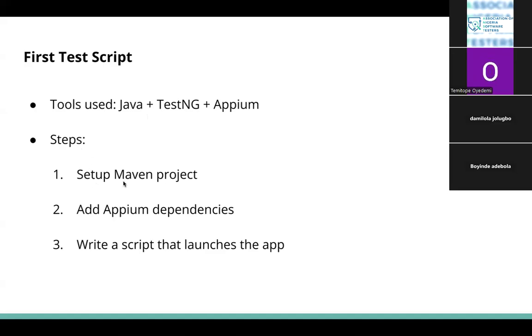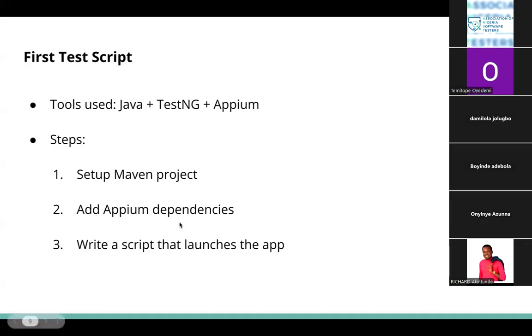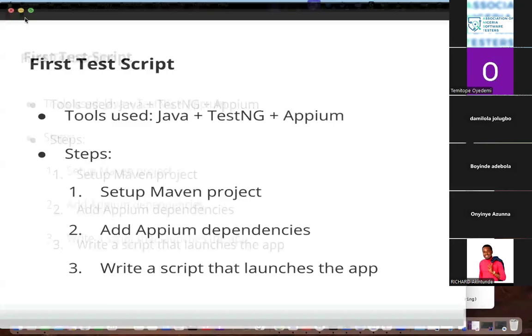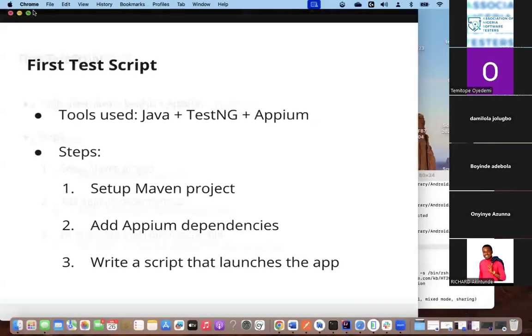And then we also have the steps you take in setting up your project. You set up the Maven project, add the Appium dependencies, and you write a script that launches the app. Okay, and this is where our class stops this morning.